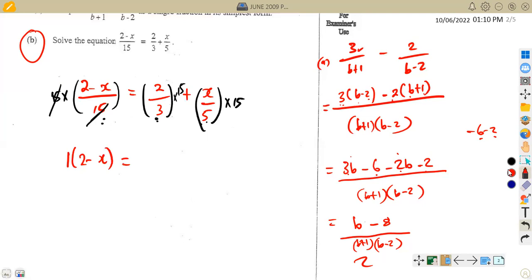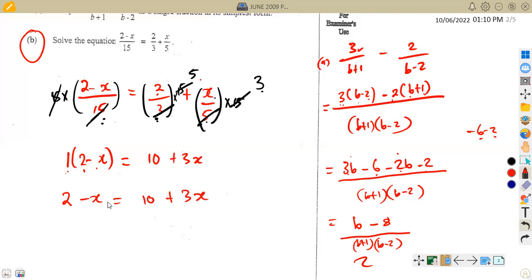Then here we do the same. The 3 into 15 cancels, is 5. So it's now 2 by 5, which is 10. Okay, we do the same thing here. You can cancel 5 into 15, that is 3. 3 by x, which is going to be plus 3x. So this is plus 3x. So expand brackets by 1 here. 1 times 2, that's 2. 1 times minus x, that's minus x, which is equal to 10 plus 3x.